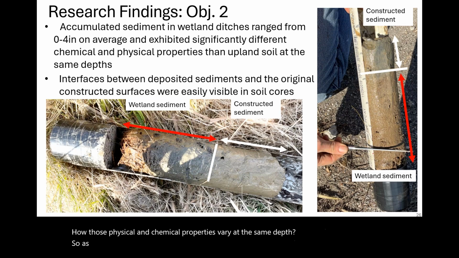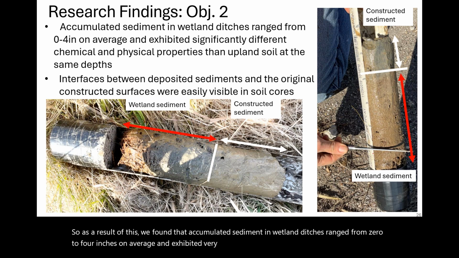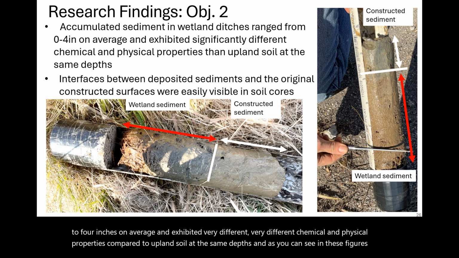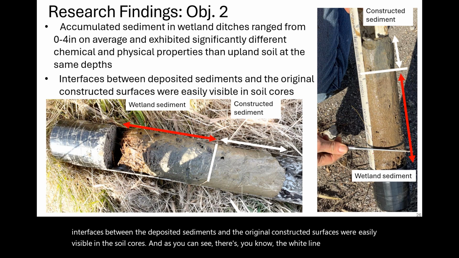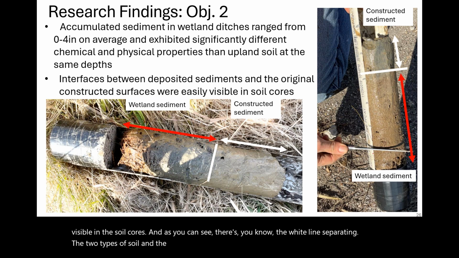As a result of this, we found that accumulated sediment in wetland ditches ranged from 0 to 4 inches on average and exhibited very different chemical and physical properties compared to upland soil at the same depths. As you can see in these figures, interfaces between the deposited sediments and the original constructed surfaces were easily visible in the soil cores. The white line separating the two types of soil in the figures gives you a really clear idea of where the constructed sediment is versus where the accumulated wetland sediment is.